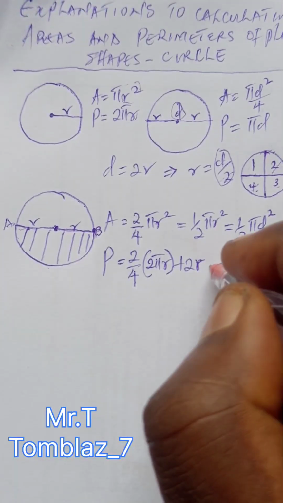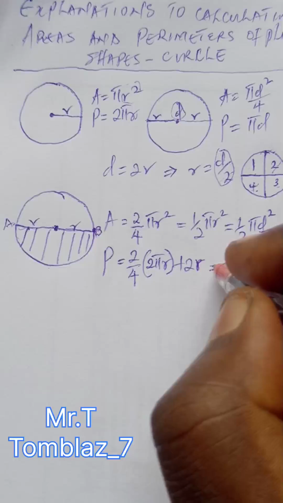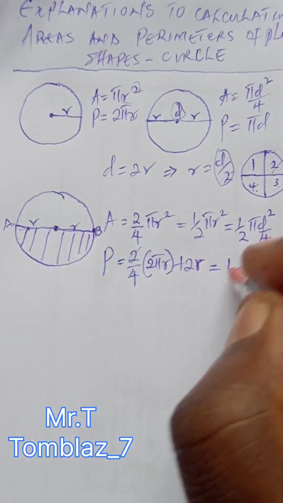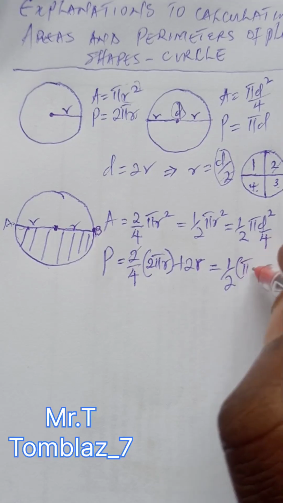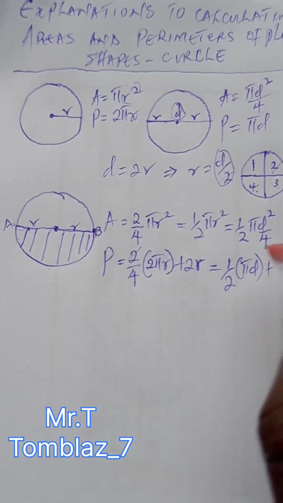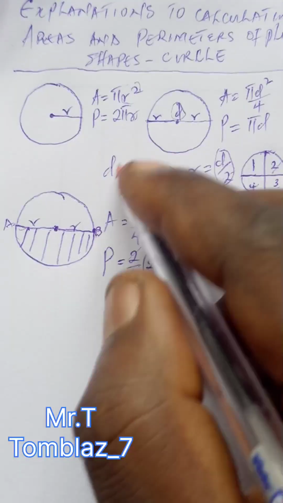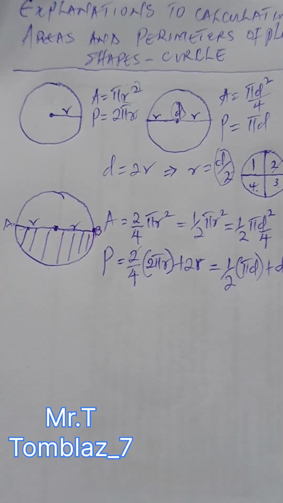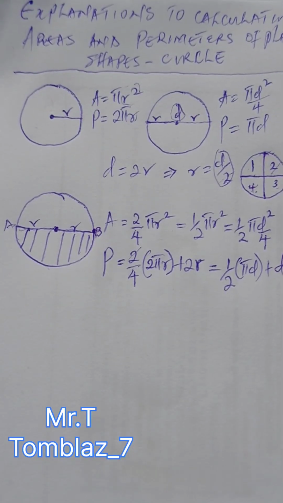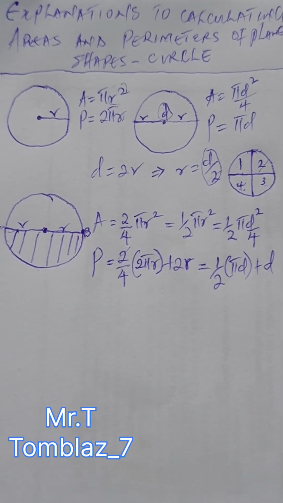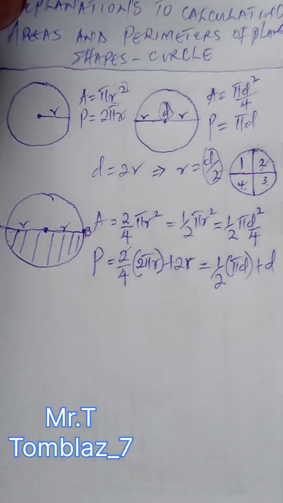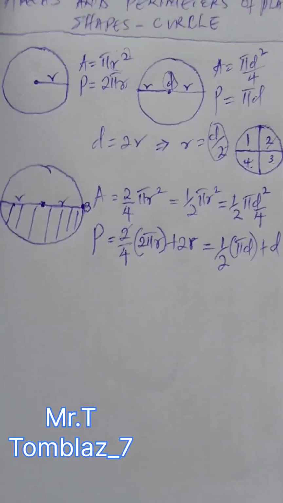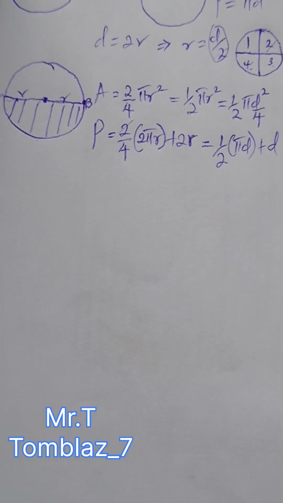If you prefer to use pi d, well, it's still the same. So this cancels, this will be 1/2. You'll be having pi d plus, since 2r represents the d, it will now be plus d. Whichever you prefer to use, your answer will still give you the same value. Okay, let's go further to other examples of portions of a circle that can be shaded.